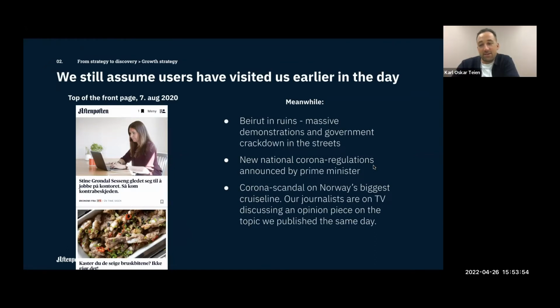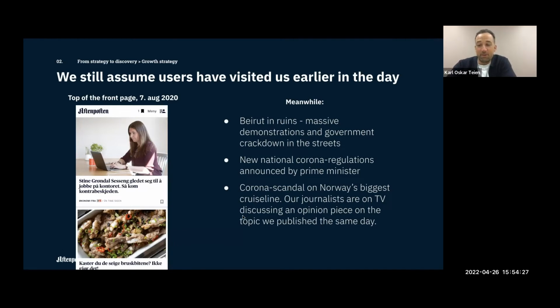That's just not the case, right? So if many people visit us just once a day, imagine if you came to the front page, and this is real, by the way, this is a real top of the front page on Aftenposten, and it's a story about basically a person who's had to work from home, and the second one is a cooking article, and then, you know, this is what's going on in the world, right? On the right column here, you see the world is falling apart, and you come to Aftenposten and you see that someone's working from home, and here's a cooking recipe for you.